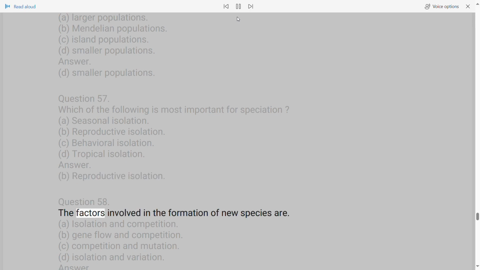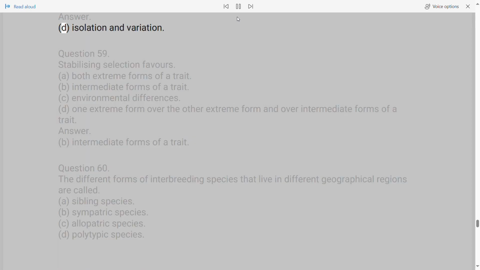Question 58. The factors involved in the formation of new species are A. Isolation and competition, B. Gene flow and competition, C. Competition and mutation, D. Isolation and variation. Answer. D. Isolation and variation.